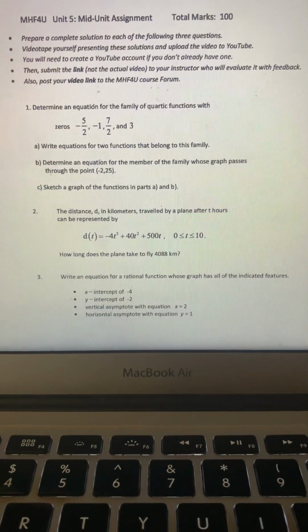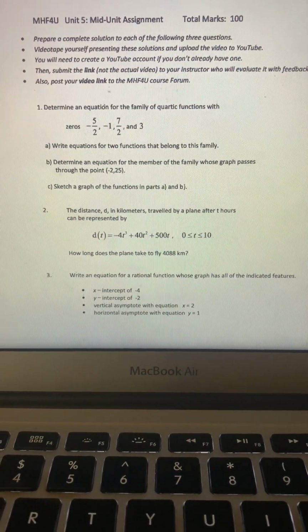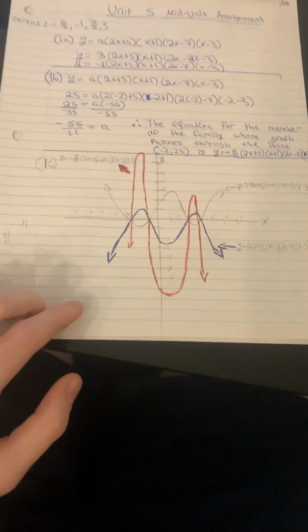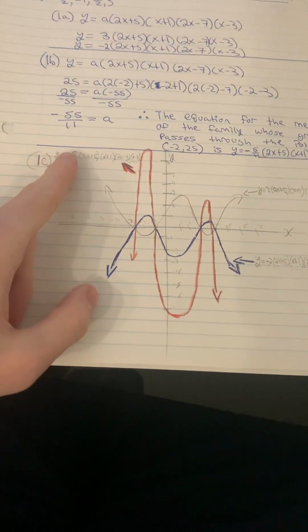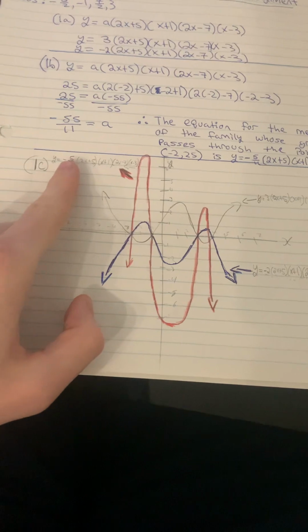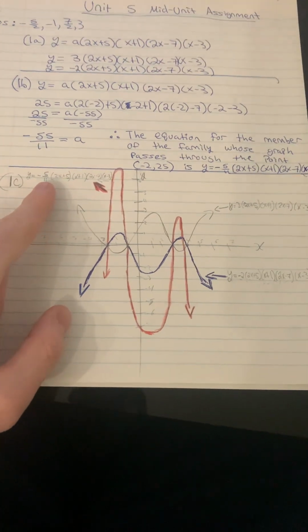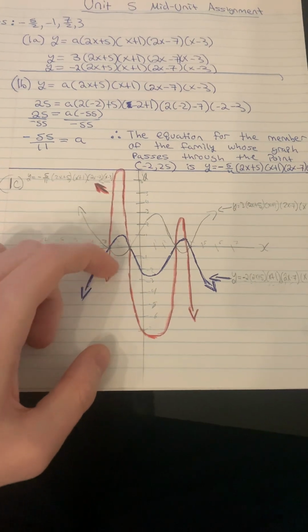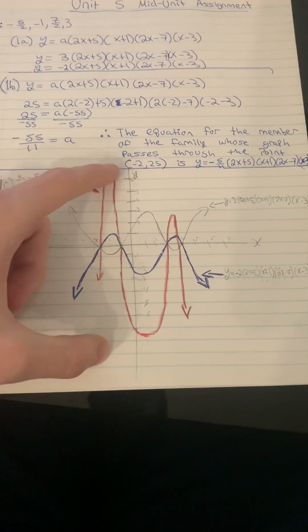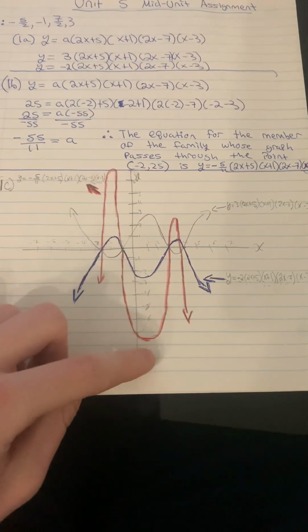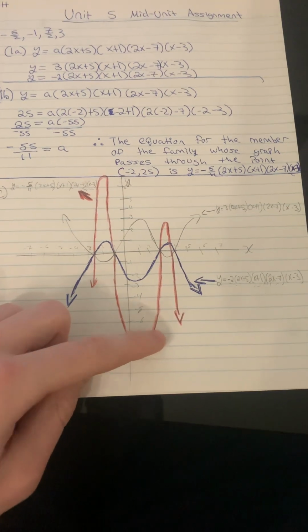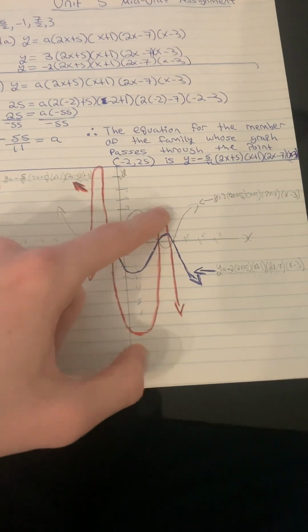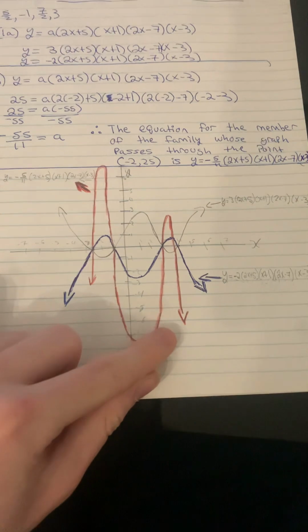1c asks, sketch a graph of the functions in part A and B. As you can see, I've done that here. Right here, the first one in red is the most recent -5 over 11 function. As you can see, it goes up and out, down towards the bottom, passing through the graph, up reaching here, and finally finishing there.